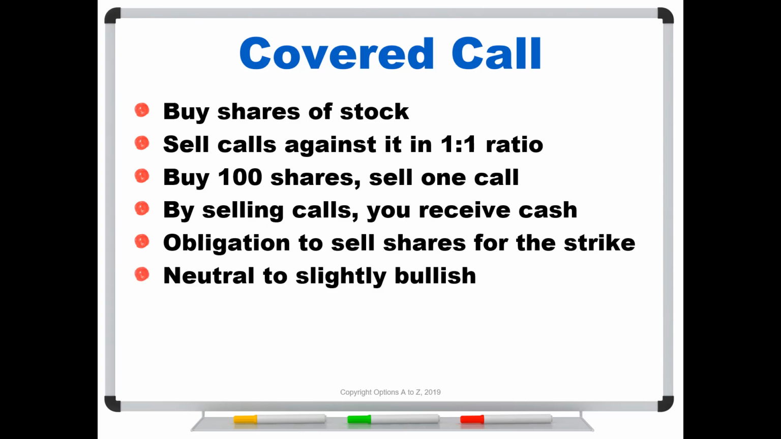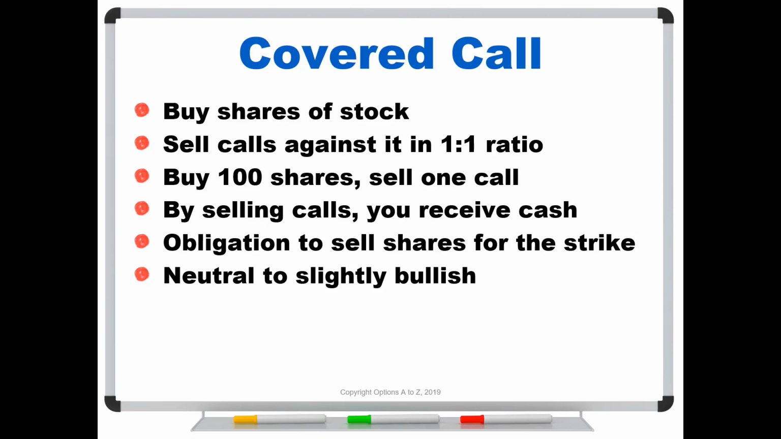The covered call is a neutral to slightly bullish position, and that's important to understand. A lot of times new traders think because they're selling a call that it's bearish, and that would be true if you're selling a call by itself, what we call a naked position. But because it's combined with shares of stock, it is not bearish. It is actually neutral to slightly bullish.